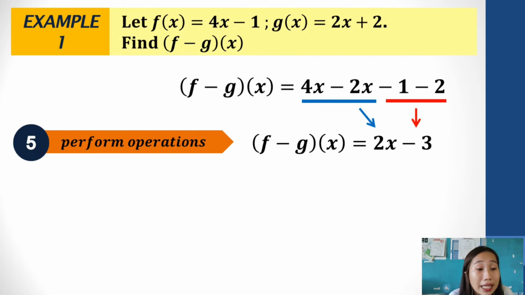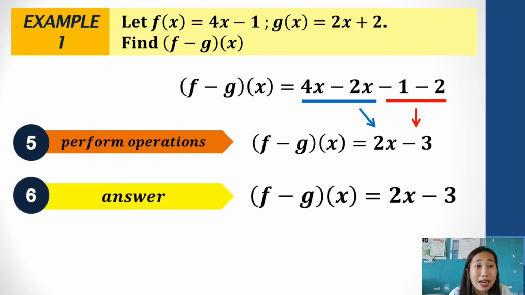Next one, we have negative 1 minus 2. So, yung rules na sinabi ko last video, negative 1 minus 2, ang sagot ay negative 3. So, ang final answer natin ngayon ay f minus g of x equals 2x minus 3. Okay, yung adding of functions, wala tayong dinistribute na negative sign, while dito, napakahalaga ng pag-distribute ng negative sign, yung minus. Distribute natin sa pangalawang function. Okay? Let's proceed to our next example.